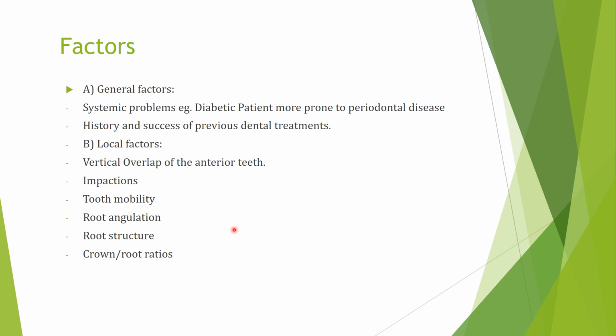So such things happen. If that impaction had been taken care of earlier, that problem wouldn't have arisen. Okay, so tooth mobility is a major issue. Abutments have to be very critically evaluated, right? Root angulation sometimes is a problem, so it has to be evaluated in the x-rays like we discussed earlier. Root structures and crown-root ratios have to be evaluated, guys. Okay.